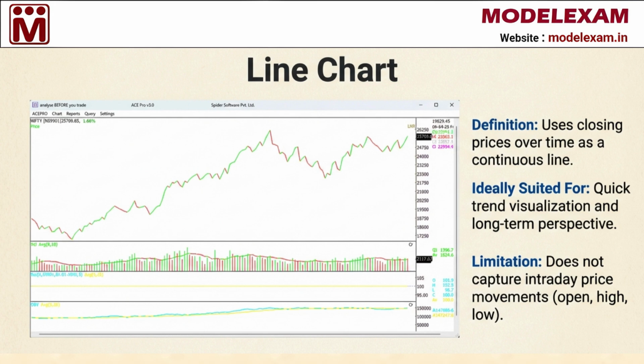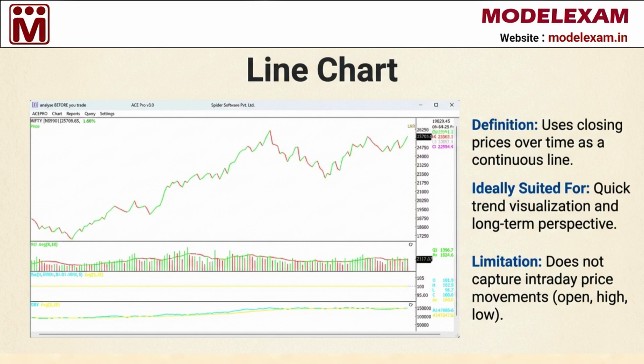The simplest one is the line chart. This chart uses closing prices over time and connects them as a continuous line. It is ideally suited for quick trend visualization and getting a long-term perspective of where a stock has been. However, it has a limitation.